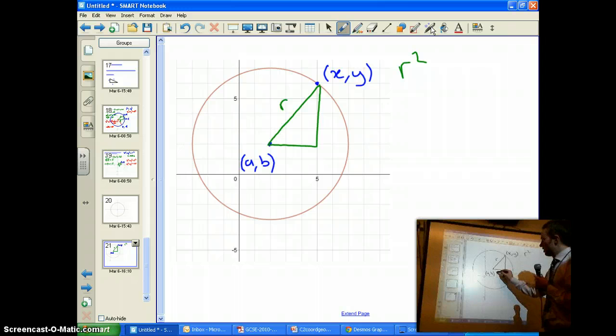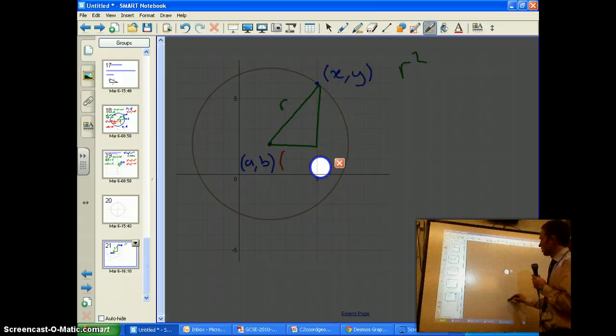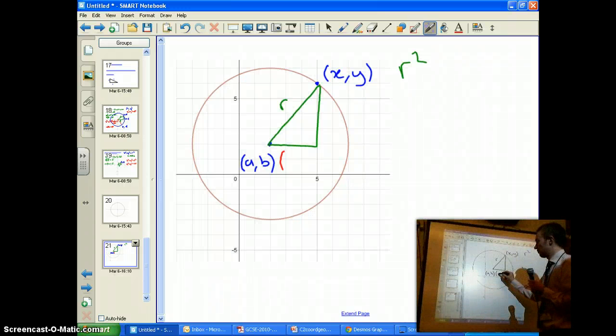So this point here, hopefully you'll realise, is our x value. So this coordinate here, which in this case is 5, take away our a value here. So it's going to be x minus a, or in this case 5 minus 2, which is 3. But I'm going to leave it in algebraic form. So we've got x minus a.